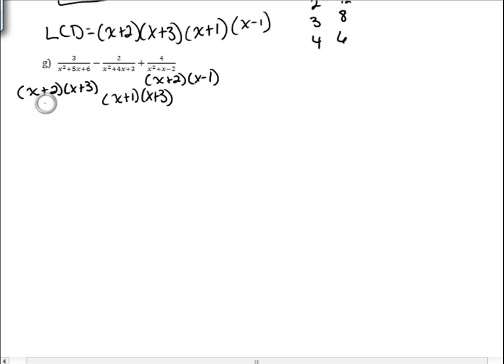So our first denominator was x plus 2, x plus 3. So that was these two. So we're missing the x plus 1, x minus 1. That will give me 3 times the quantity x plus 1 times x minus 1. Then we have minus 2. And the second denominator was x plus 1, x plus 3. So that's these two. So we're missing the x plus 2 and the x minus 1.